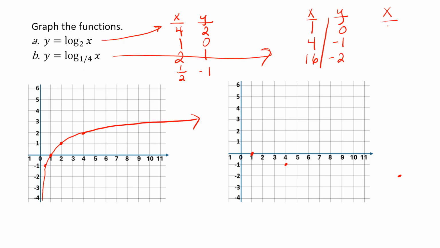Then for x, we could try 1/4. What power do you put on 1/4 to get 1/4? That would be 1. So 1/4, 1 is on here. So you know that basically it's going to look like the logarithmic function flipped, going like this. If your base is a number greater than 1, your logarithmic function is going to come up from the bottom and shoot off to the right. If your base is between 0 and 1, you're going to come down from the top and shoot off to the right.